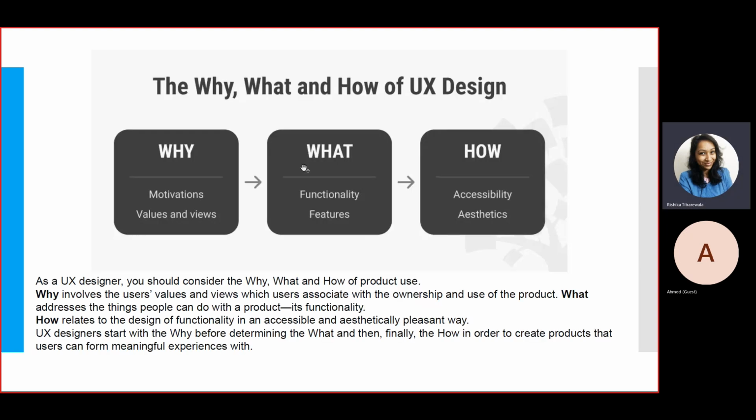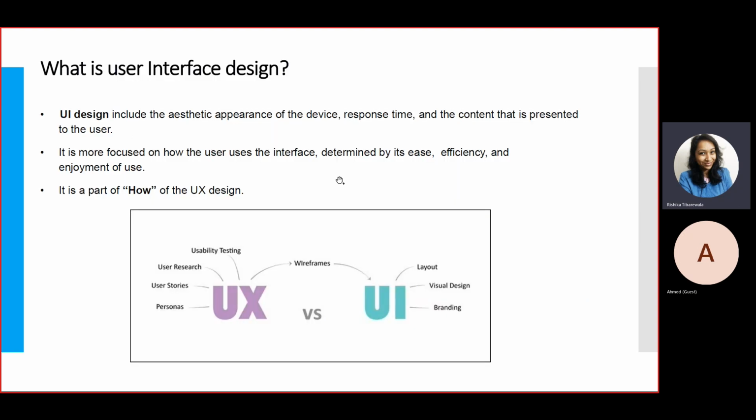If you might have noticed over here, why is your motivation? That is the idea part, when you create the idea of the product. What is basically the functionality of the product, or what the user is going to get from that product. And how is the part where the visual aspect comes into the picture. So how you are going to deliver that product, how it is going to look, the aesthetics and the accessibility part comes into how, and that is what we cover in the UI part.